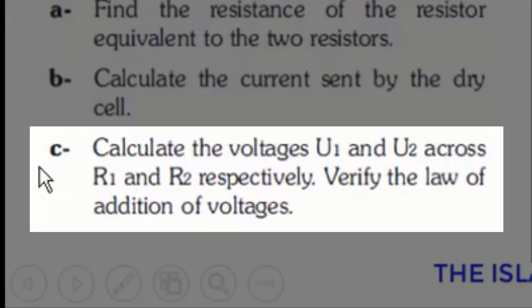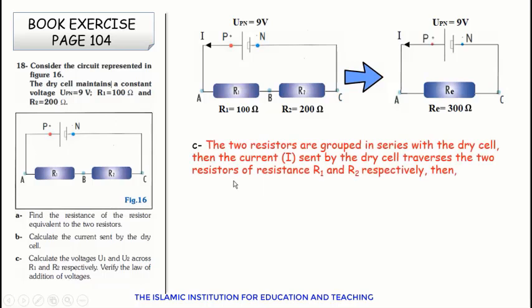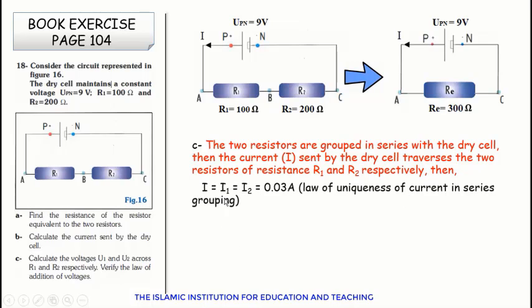Now, part C. Calculate the voltage U1 and U2 across R1 and R2 respectively. Verify the law of addition of voltages. The two resistors are grouped in series with the dry cell. Then the current I sent by the dry cell traverses the two resistors of resistance R1 and R2 respectively. Then I equals I1 equals I2 equals 0.03 amperes. This is the law of uniqueness of current in series grouping.